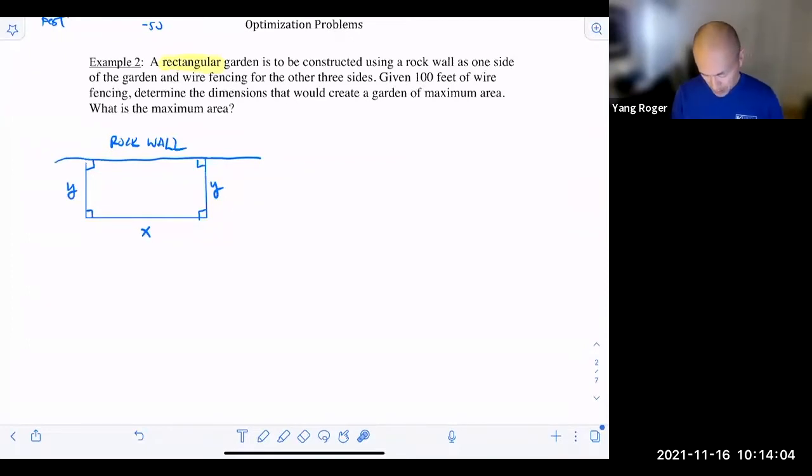So if we read the next sentence, it says, given 100 feet of wire, determine the dimensions that would create a garden of maximum area. The first thing that jumps out to me is this maximum area. In other words, we want to maximize area. That's our goal. And we need to write an equation that represents this area. What do you think the equation that maximizes area is going to be? Someone type the answer in the chat box, please.